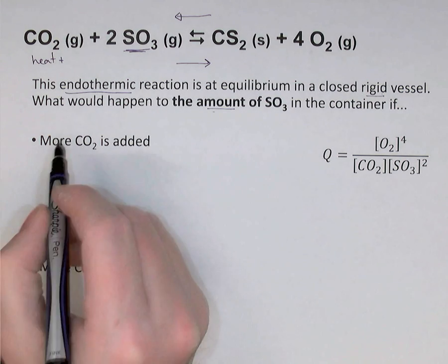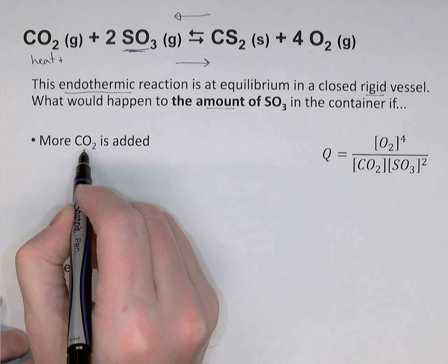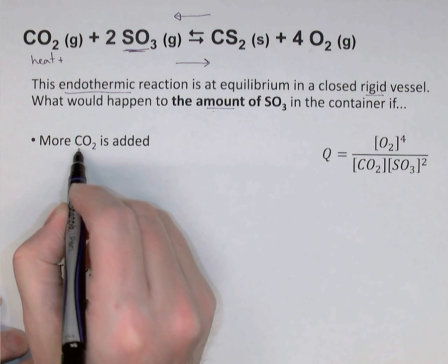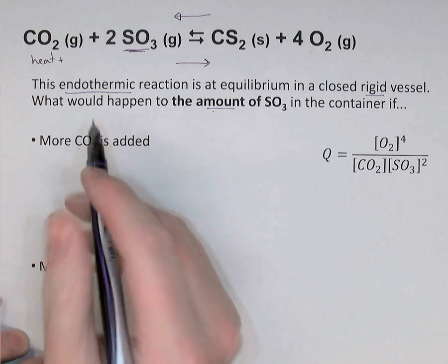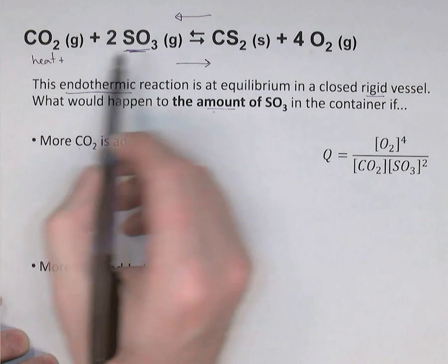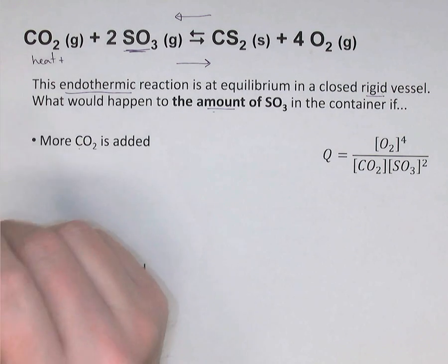So we have this, now one point before I jump in. Many students will mistakenly claim that CO2 is being added, and they look at the equation, they see CO2 on the left side of the equation.